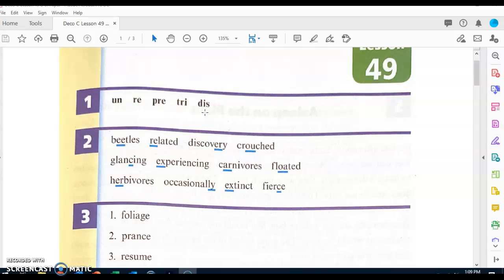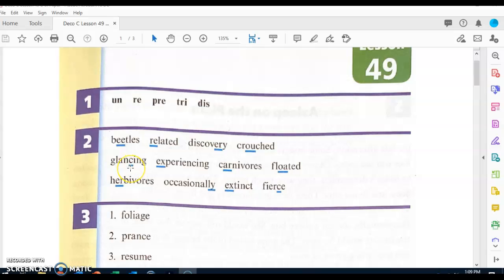Now touch the first word in part 2. What's the underlined part? EA. What word? Beetles. Next word. What's the underlined part? Re. What word? Related. Next word. What's the underlined part? What word? Discovery. Next word. What's the underlined part? Ou. What word? Crouched.